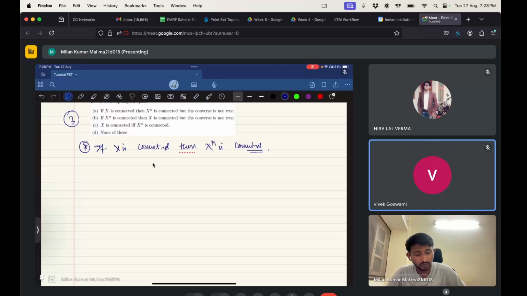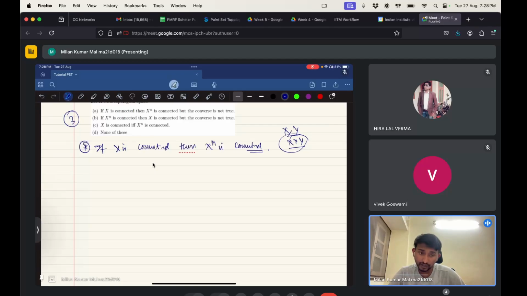Already proved: if X and Y are connected, then X cross Y is connected. So if X and Y are connected, that means X cross Y is connected. That means X to the power n is connected. And conversely, does the converse hold or not? That is given by projection. Let P be the projection. P maps (x1, x2, ..., xn) to x1.